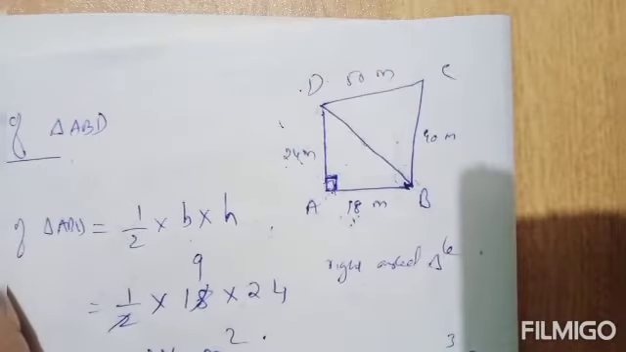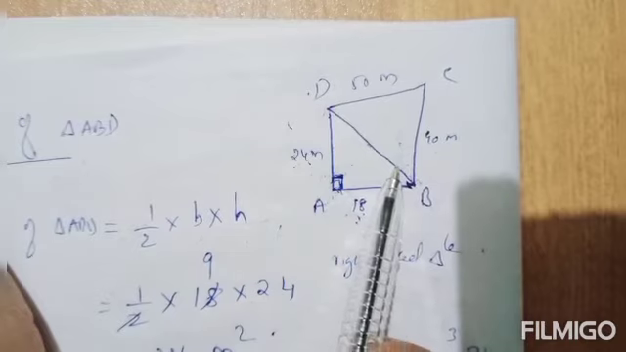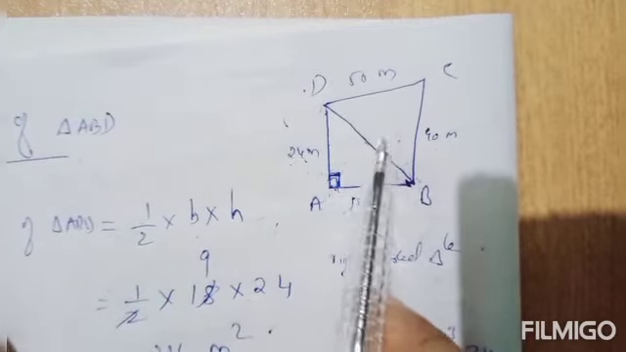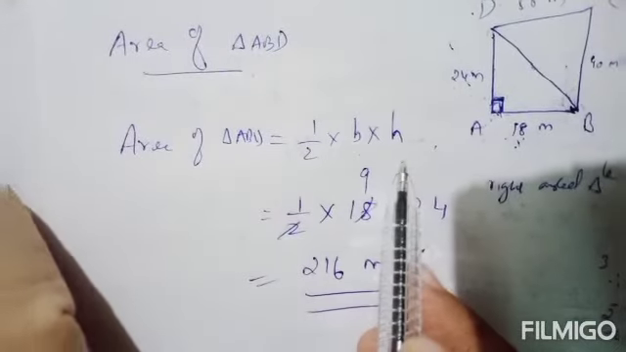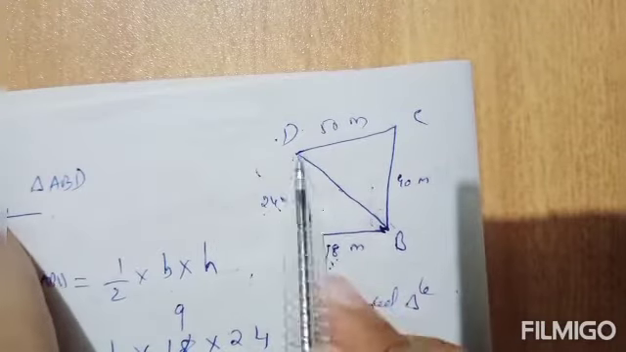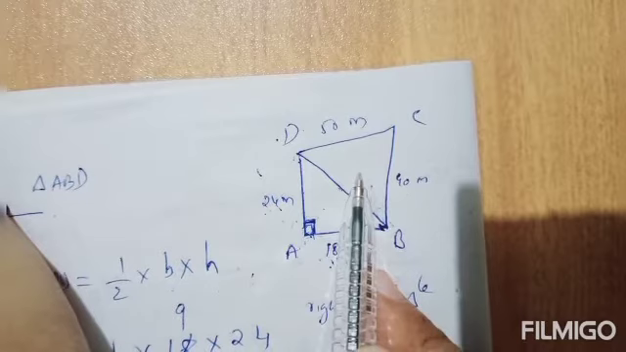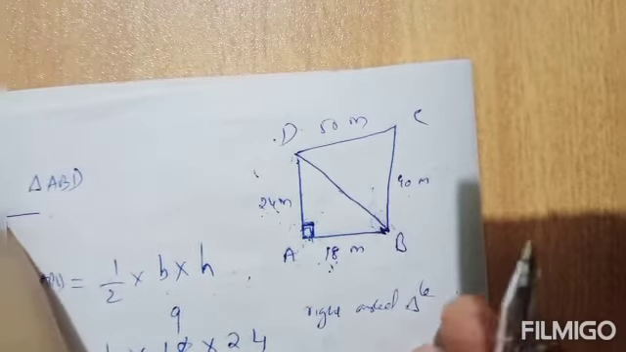Okay, next we have to find the area of triangle BCD. In this triangle we can't use the formula half into base into height, because of 2 reasons. One, this is not a right angled triangle. Second, its height is not given.